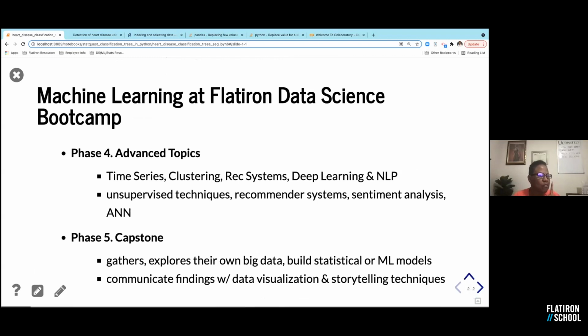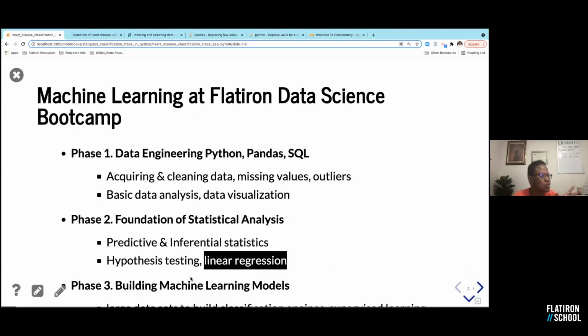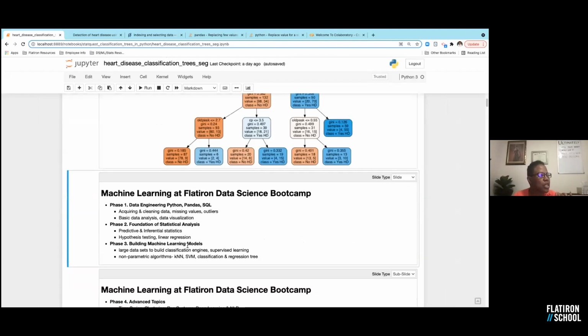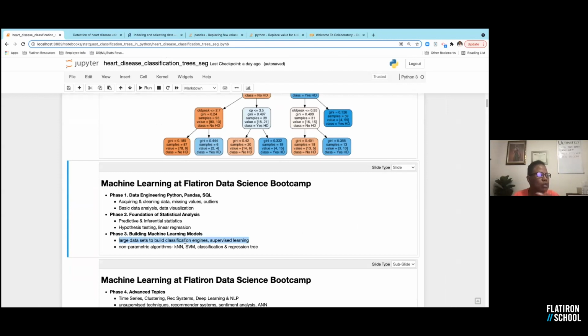Then phase 3, and it's off screen right now. That's where you actually start doing the machine learning building. So you start building all kinds of models, classification, supervised learning, k-nearest neighbors and regression trees, logistic regression. You learn to build all these different types of models from your data, how to evaluate them, how to optimize the models, how to test them, how to build pipelines for your models and all that kind of stuff.